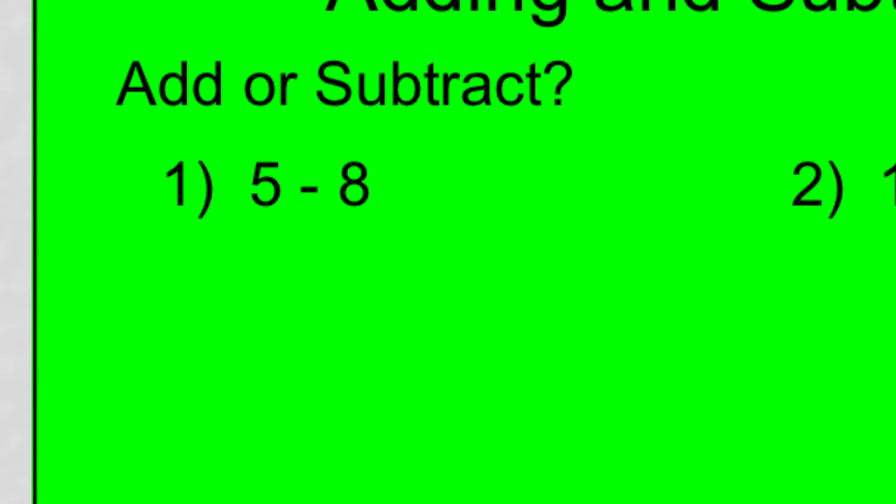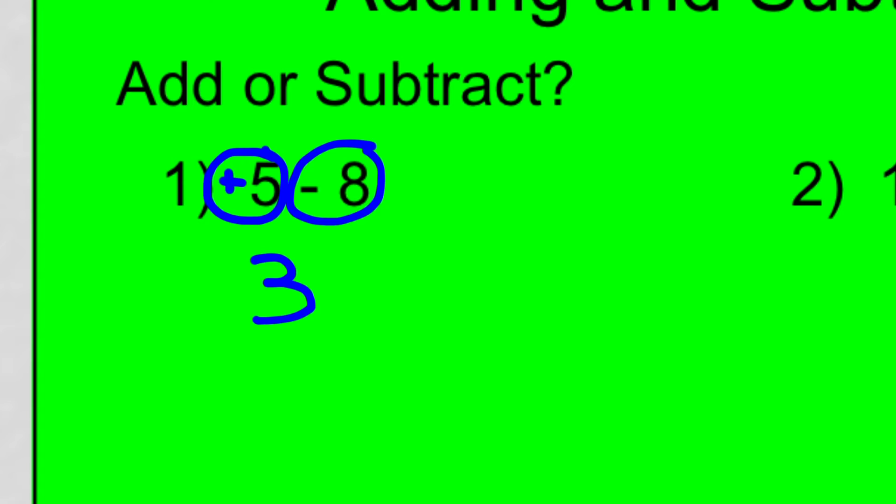5 minus 8. Now a lot of people say 5 minus 8, but I like to think of it as positive 5 and negative 8. The signs are different, so I subtract. And since I have more negatives, the answer is negative 3.